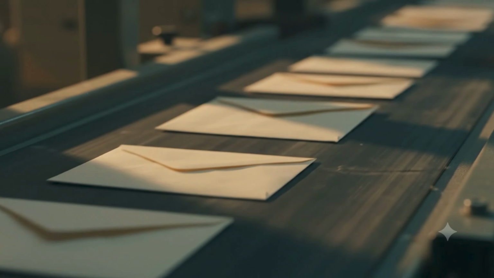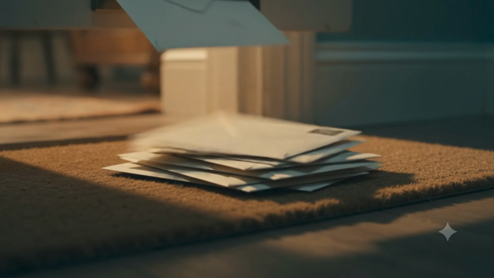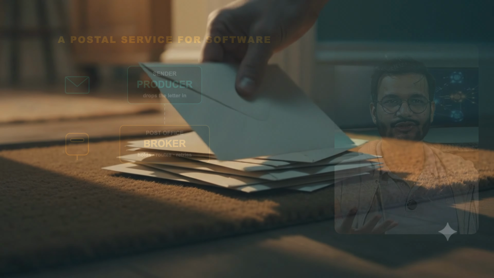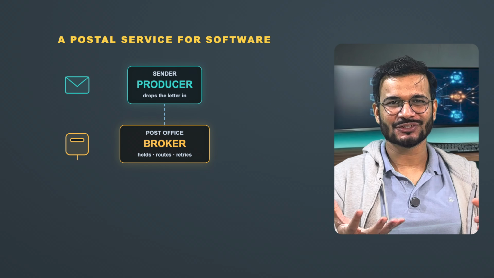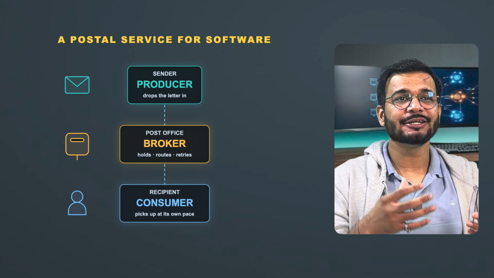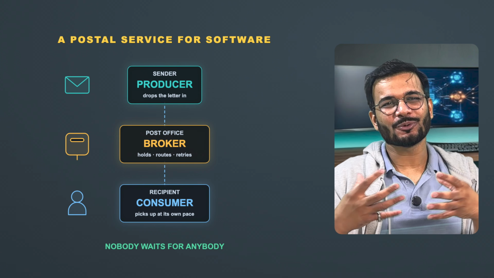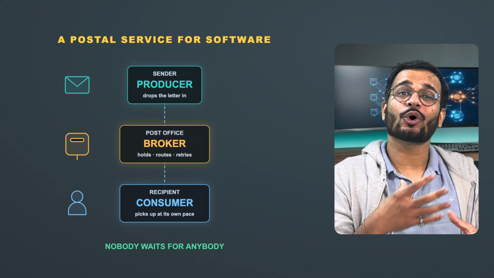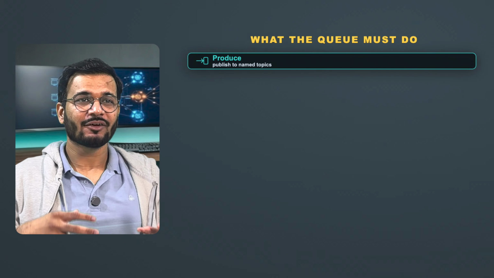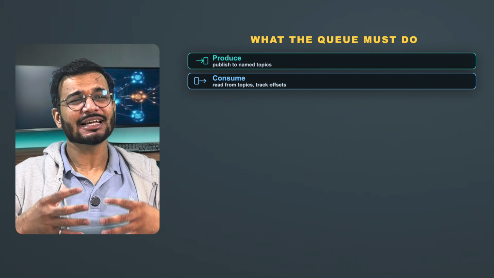Okay, so let's go to the functional requirement. Think of it like a postal service for software. The sender, the producer, drops a letter in the mailbox. The postal system, the broker, holds it, routes it, and handles the retries. The recipient, the consumer, picks it up at their own pace. If the recipient is on vacation, the letters queue up. When they return, they process in order. Nobody waits for anybody. That's the model.